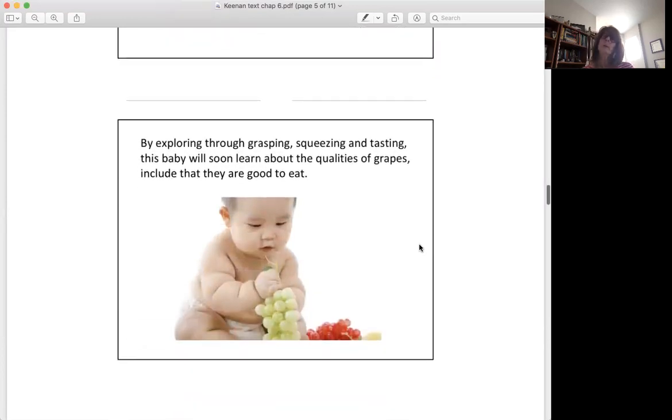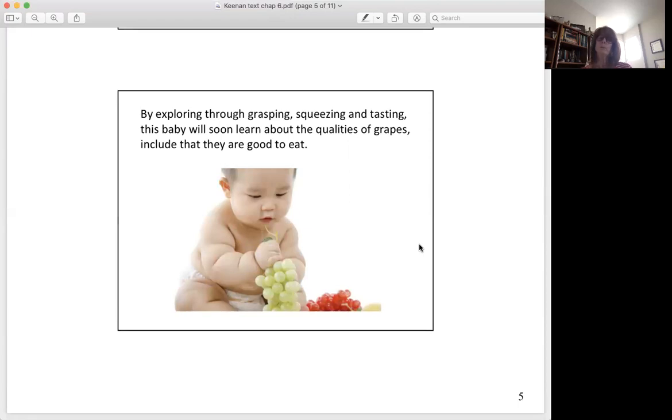So if you think about it, in this picture, you have a baby who's hanging on, grabbing, exploring this cluster of grapes. And by exploring through all sorts of senses, grasping, squeezing, tasting, babies then learn about the qualities of grapes, and including that they are good to eat, right? Because of the taste.